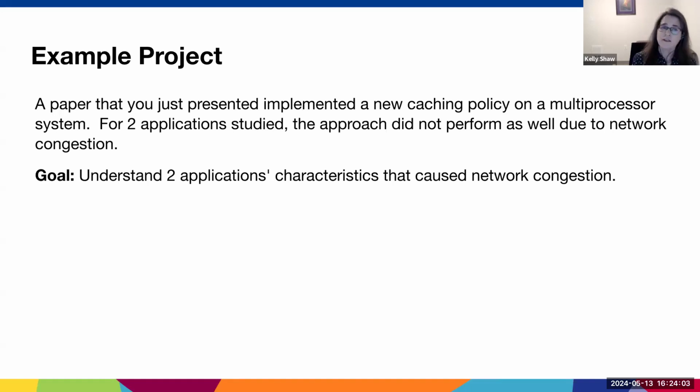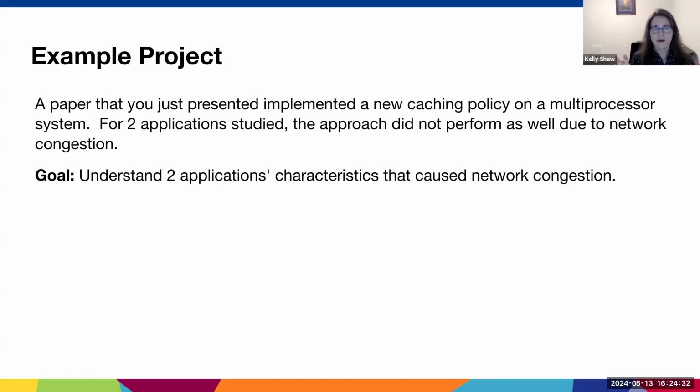So suppose that there's a paper that you have already presented and it implemented a new caching policy on a multiprocessor system. For two of the applications studied in that paper, the approach did not perform as well as it did on the other applications due to network congestion. So you have a goal for an undergraduate student to understand why those two poorly performing applications performed poorly. What caused the network congestion? Okay, so that is your goal.